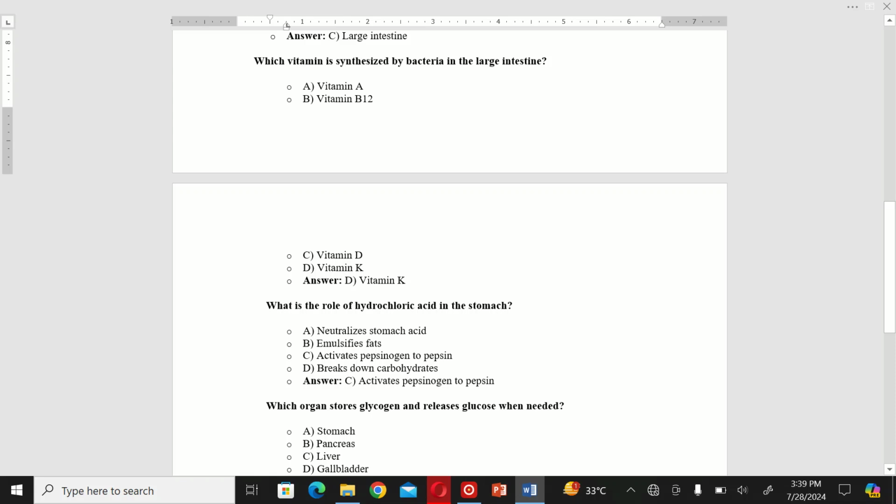The next MCQ is which vitamin is synthesized by bacteria in the large intestine? A. Vitamin A. B. Vitamin B12. C. Vitamin D, and D. Vitamin K. So the correct option is B.